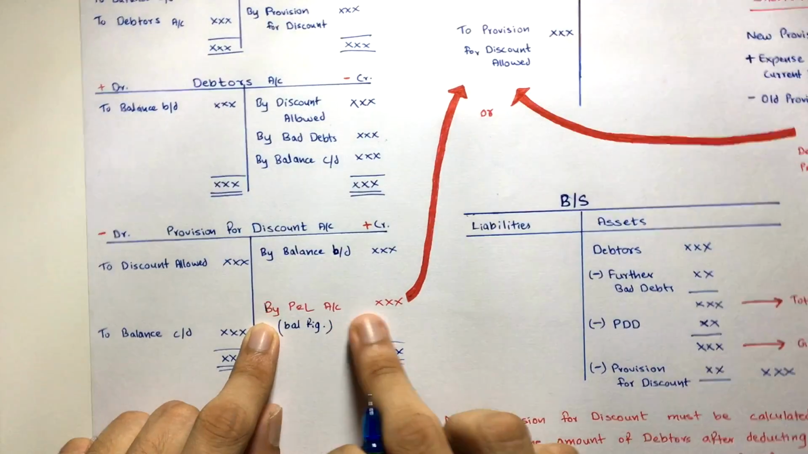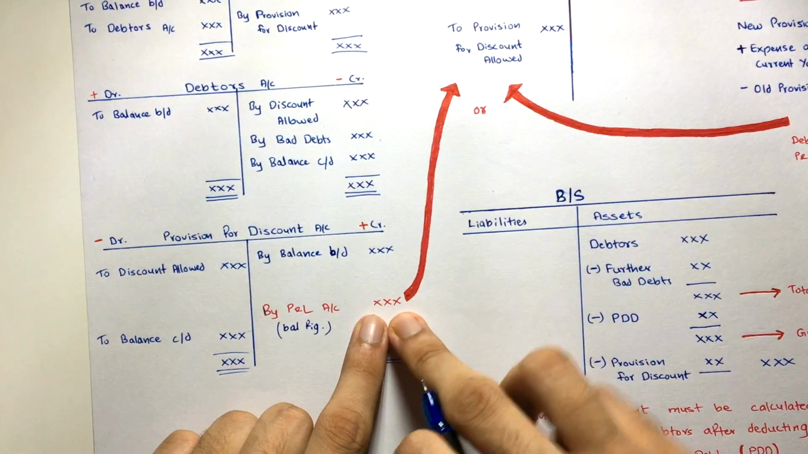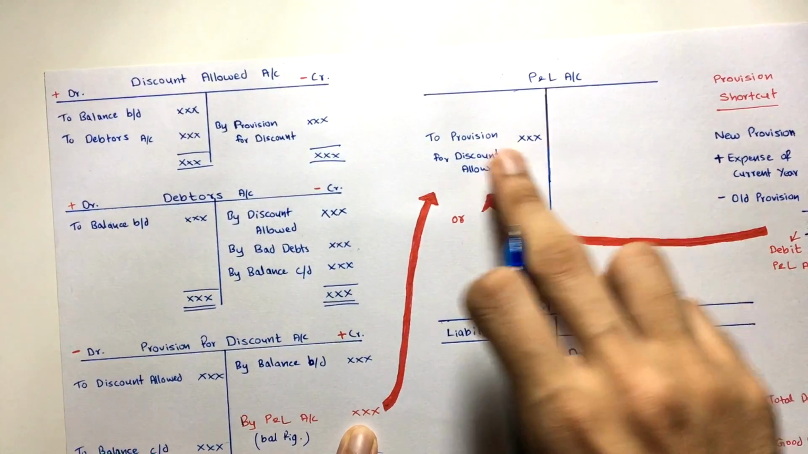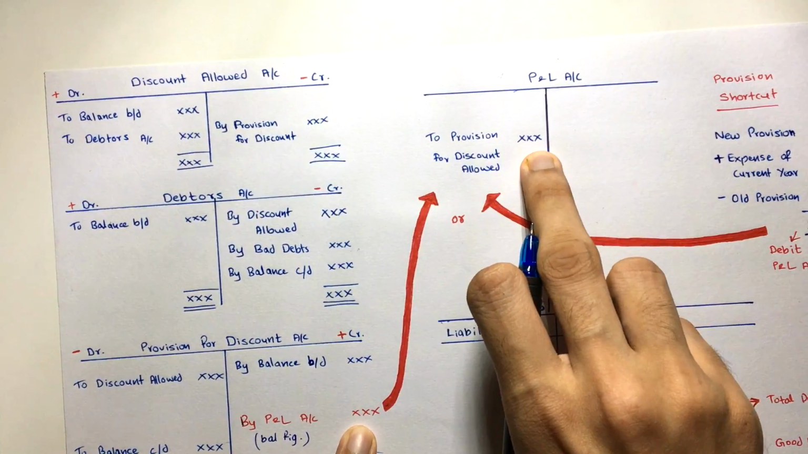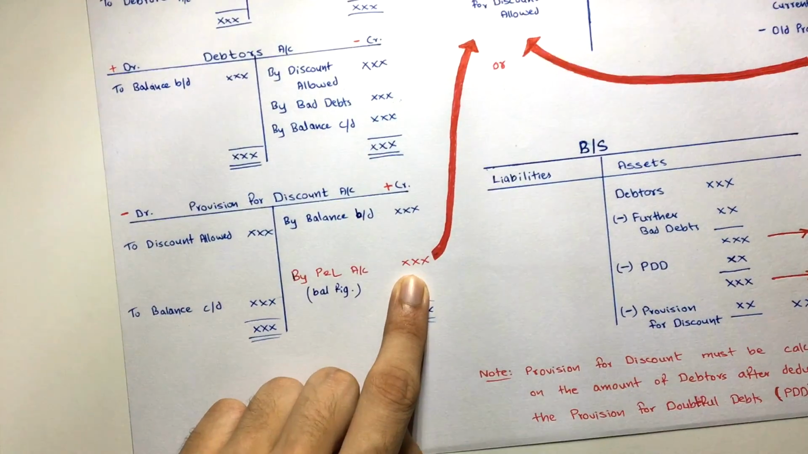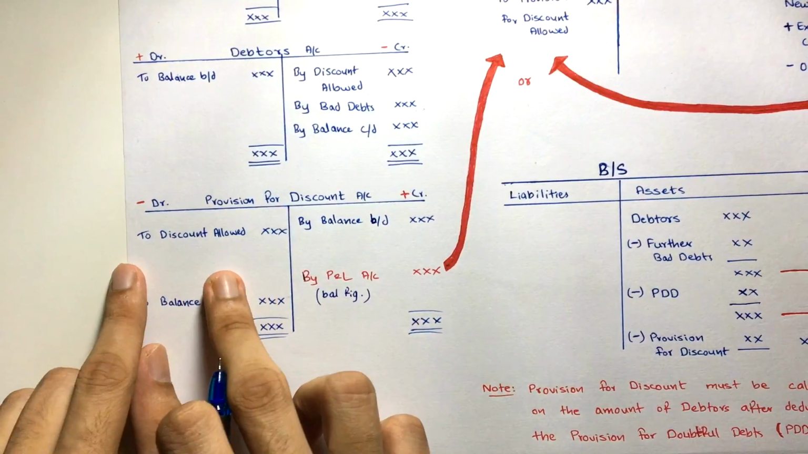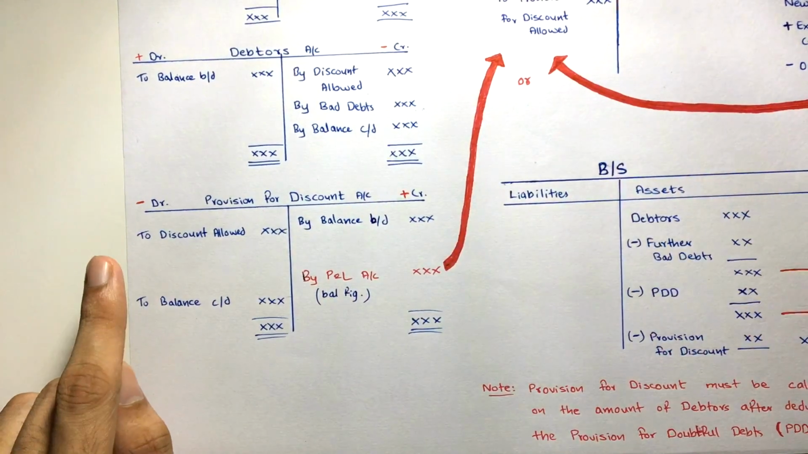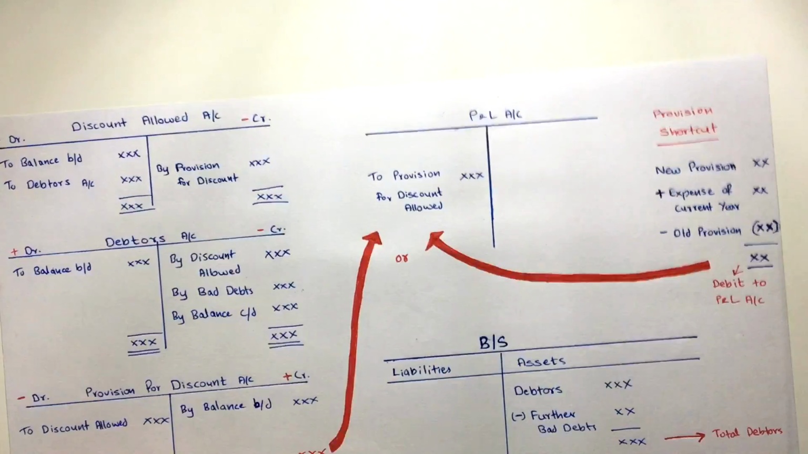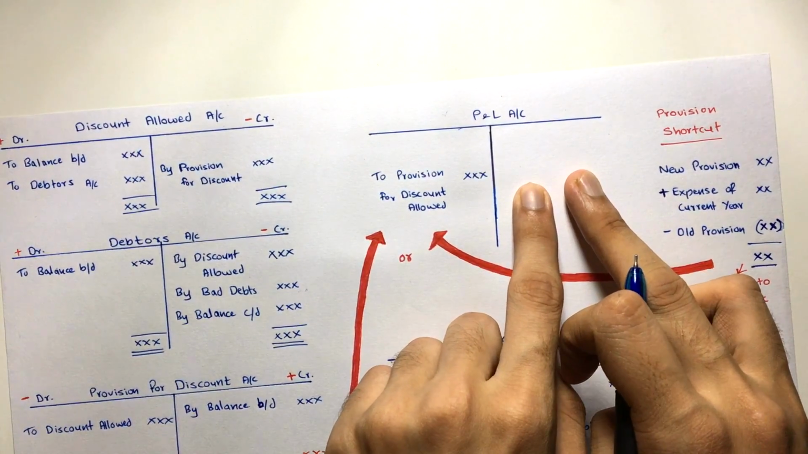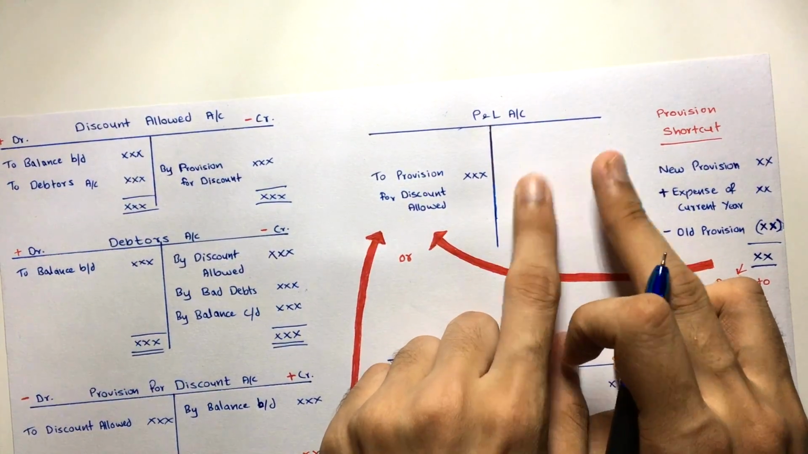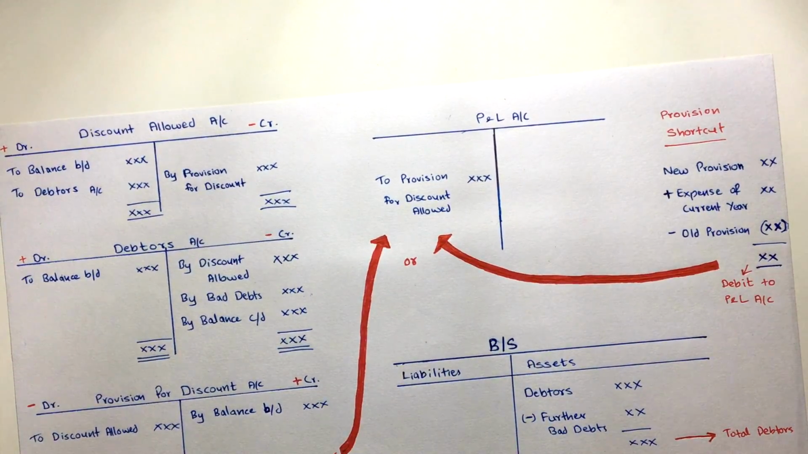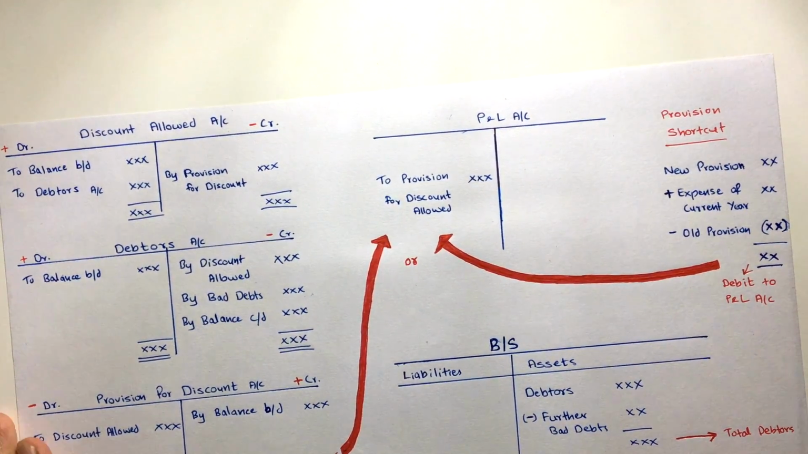Let's just say here 500 is coming, so that 500 will come over here to provision for discount allowed. Now it can also happen that this profit and loss can come over here. You might have to reverse the provision. If you have to reverse the provision, then the cross posting will go on the other side of provision for discount allowed, on the income side. Is that clear? So both situations can happen.